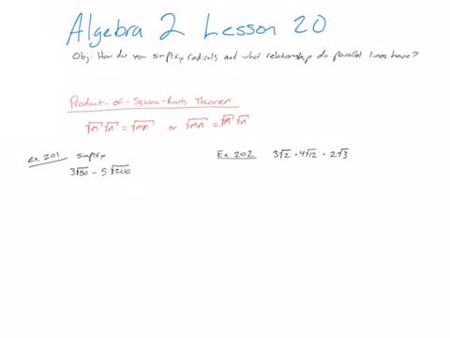What's up, Algebra 2? This is lesson 20. Our objective is how do you simplify radicals and what relationships do parallel lines have. So let's talk about simplifying radicals first.